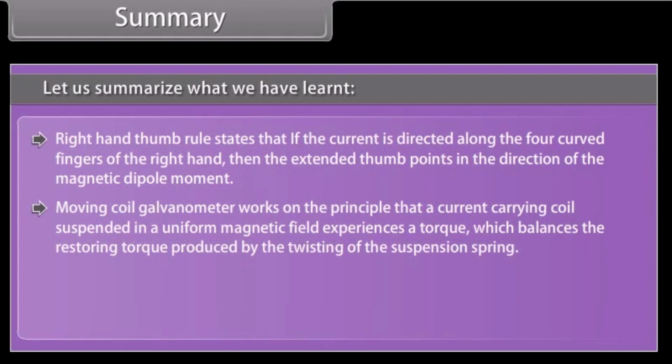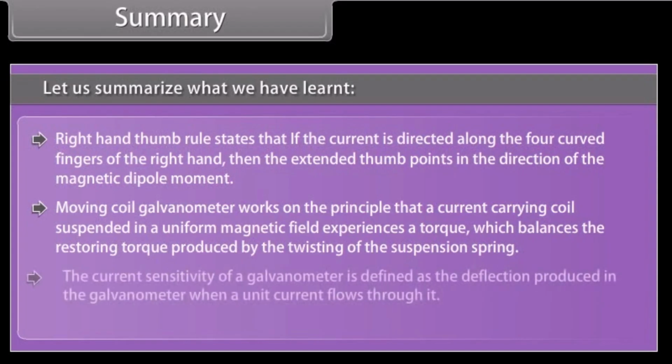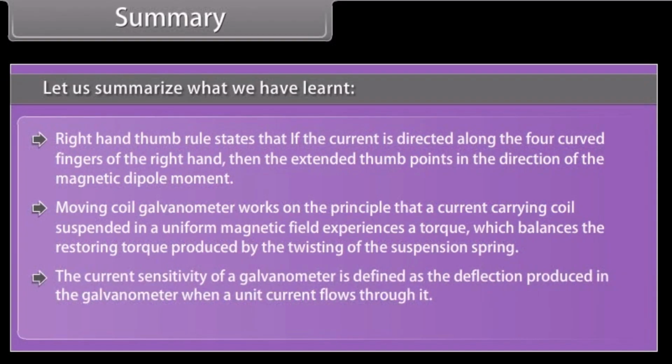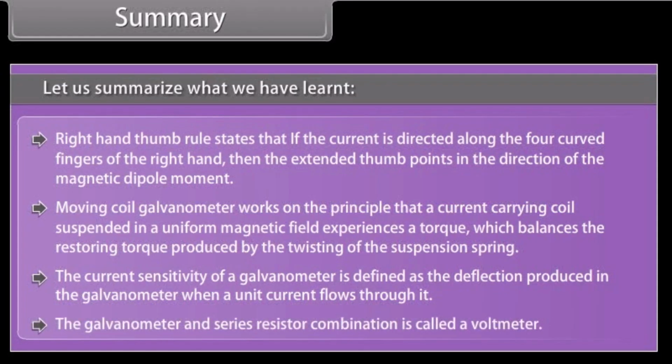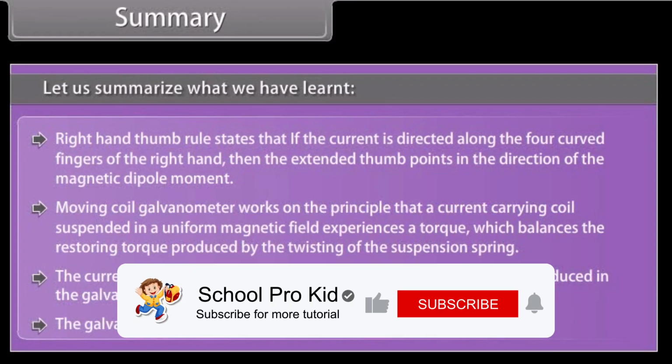Moving coil galvanometer works on the principle that a current-carrying coil suspended in a uniform magnetic field experiences a torque which balances the restoring torque produced by the twisting of the suspension spring. The current sensitivity of a galvanometer is defined as the deflection produced in the galvanometer when a unit current flows through it. The galvanometer and series resistor combination is called a voltmeter.